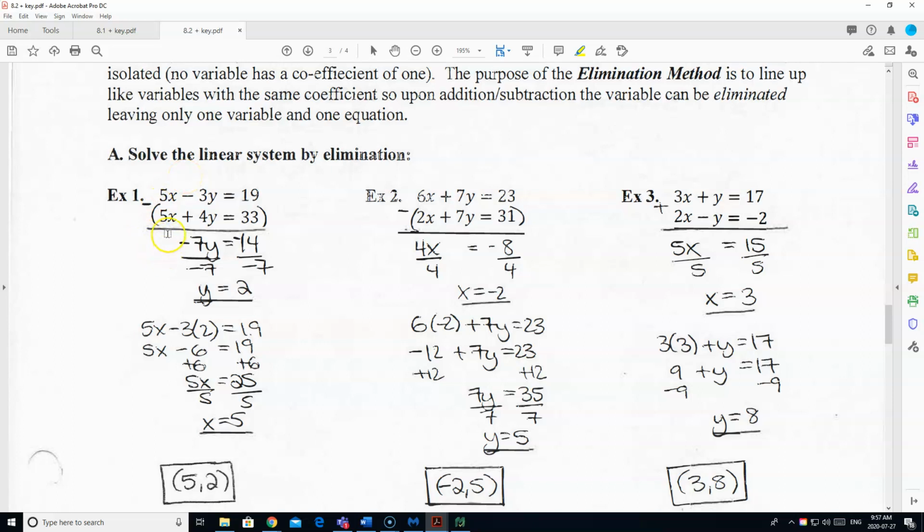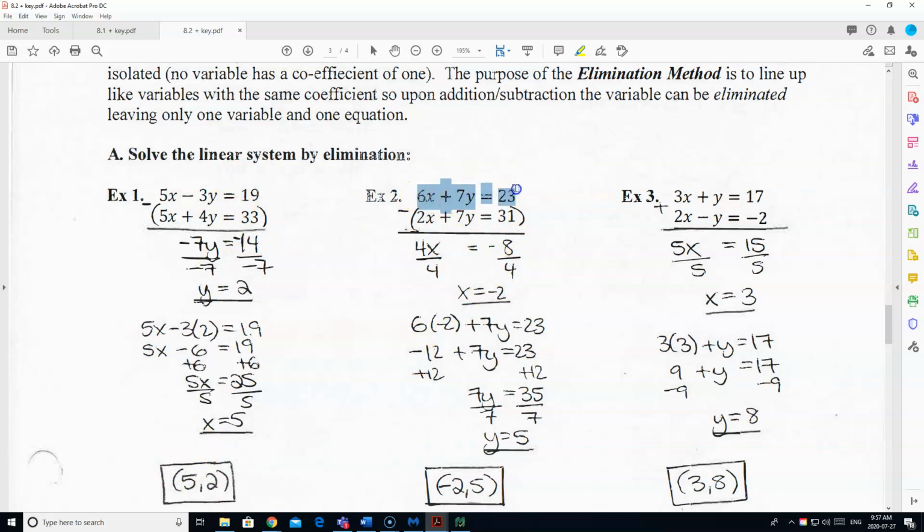This is the elimination portion of it. We're getting rid of the 5x. Negative 3y minus 4y will give us negative 7y, and 19 minus 33 will give us negative 14. Now simply isolate the y by dividing by negative 7 on both sides. y equals 2. Once you solve for y, you can just plug it into either one of the original equations, it doesn't matter which one, and then you can solve for x. It's pretty simple. So let's try a similar example in example 2.